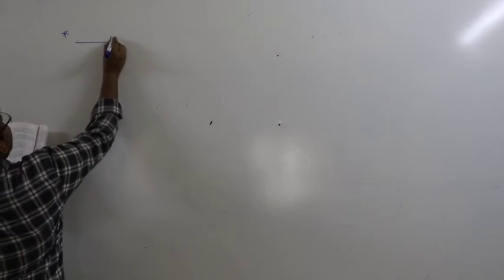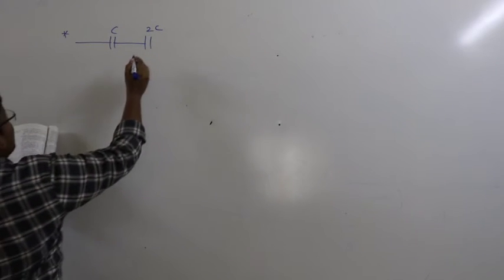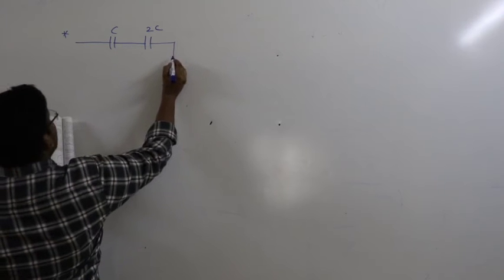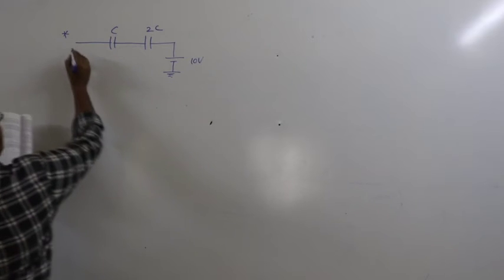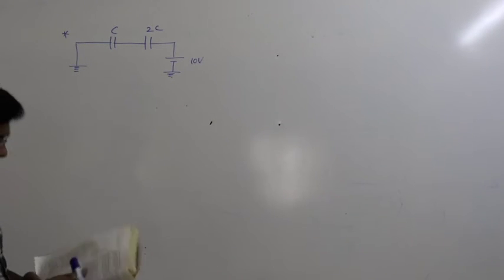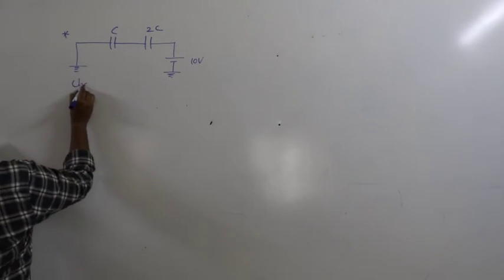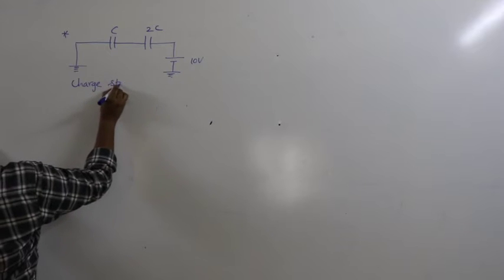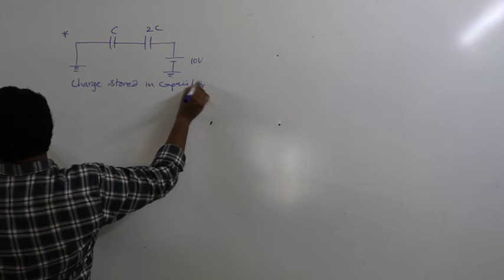a circuit was given, a simple circuit where the capacitance is C and one more capacitance is 2C given to the cell of EMF 10 volts, and it is grounded, and here also it is grounded. Now they are asking the question: what is the charge stored in capacitor C?